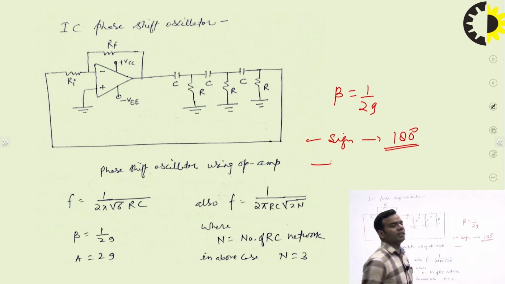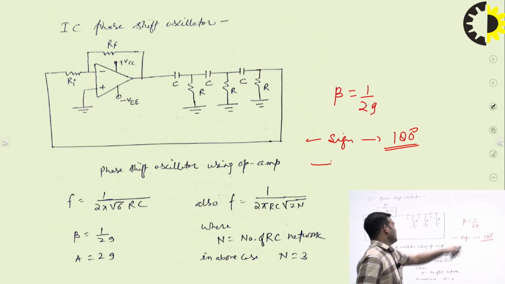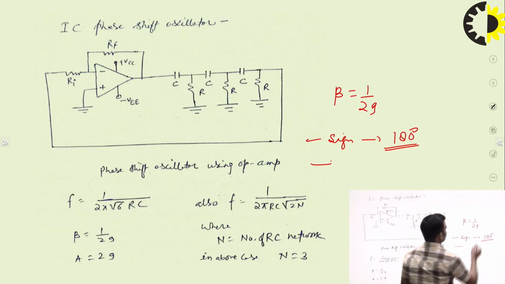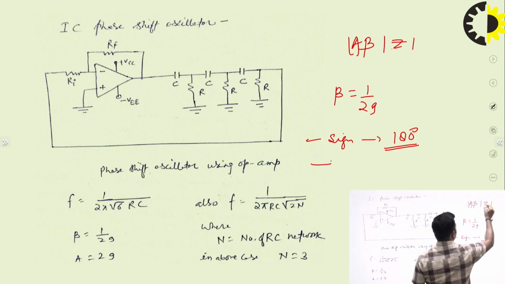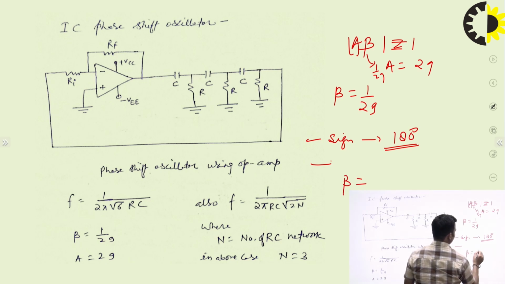So the remaining 180 degree we need to obtain from the amplifier. And if beta is equal to 1 upon 29, according to the Barkhausen criterion, A beta is equal to 1. That means the amplifier gain should be equal to 29. If it is 1 upon 29, it will go to the right hand side, then it will become 29. So if beta is equal to 1 upon 29, which we have already obtained, then A should be equal to 29.